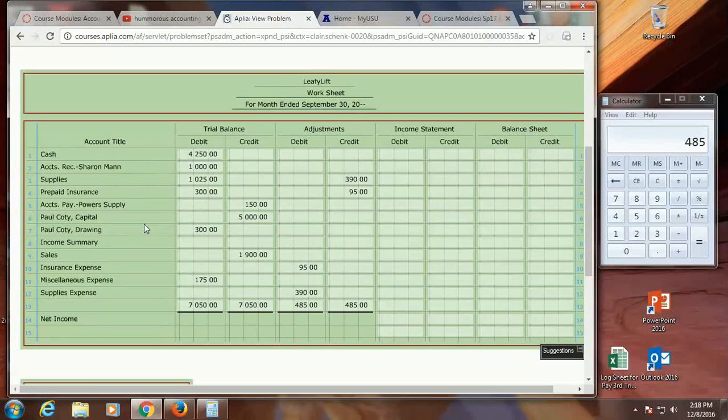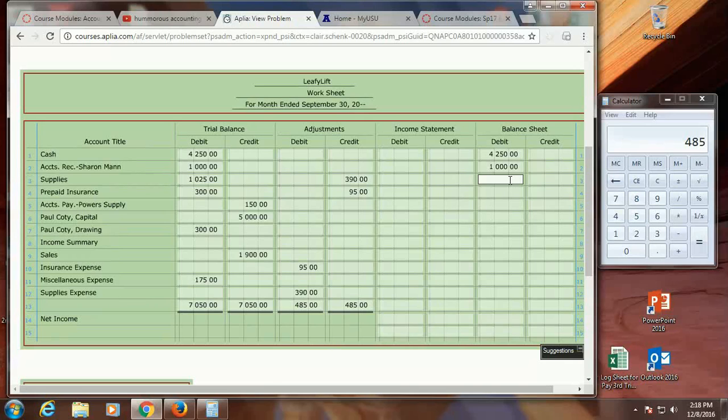And so remember, everything from income summary up I'm going to transfer to the balance sheet columns. Everything below income summary I'm going to transfer to the income statement columns. So cash I'm going to put over here is 4,250. The accounts receivable for Sharon is going to be 1,000 in the debit column of the balance sheet.